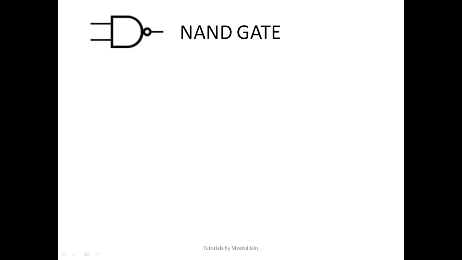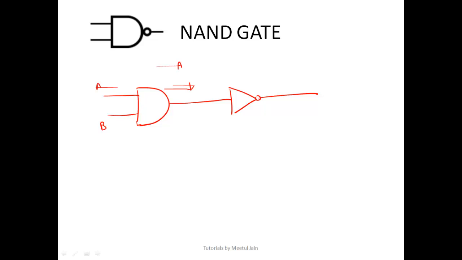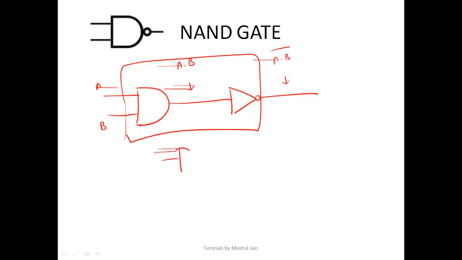The NAND gate is simply an AND gate and a NOT gate arranged in a serial manner. For example, let it be A and this B, then the output at this portion would be A and B, and this negation would just invert it, so that when passed through a NAND gate the output would be the negation of A and B.